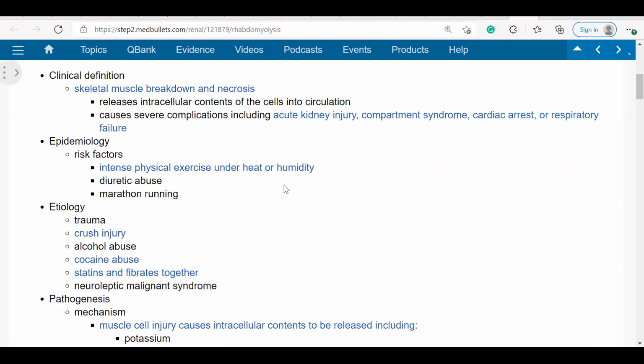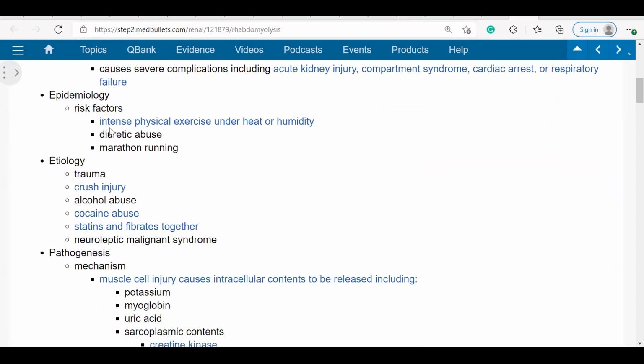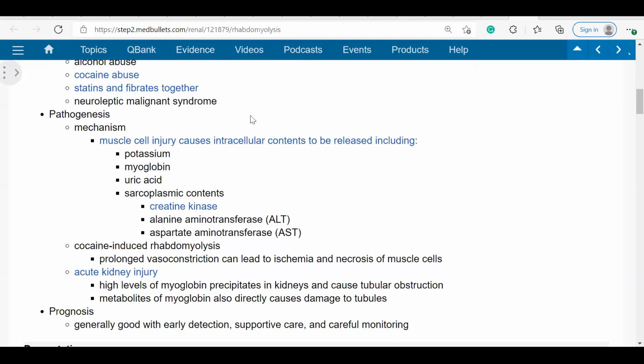So what is rhabdomyolysis? It's a condition in which muscle breakdown followed by necrosis occurs. Because of muscle breakdown, the intracellular content of the cell comes into the circulation and it can cause a lot of other complications, especially compartment syndrome and acute kidney failure. It usually occurs after trauma, crush injury, sometimes after having a fall, being confused and left on the ground for a long time. These can occur very commonly.